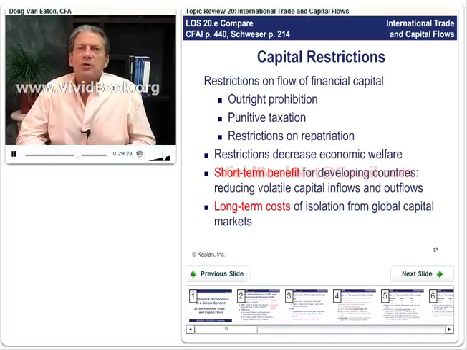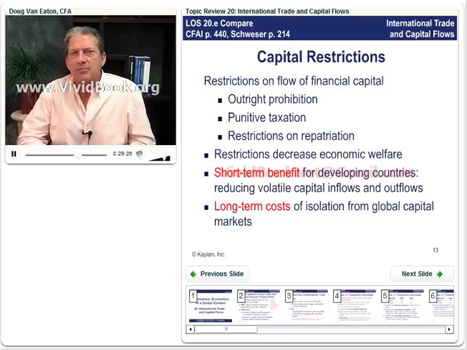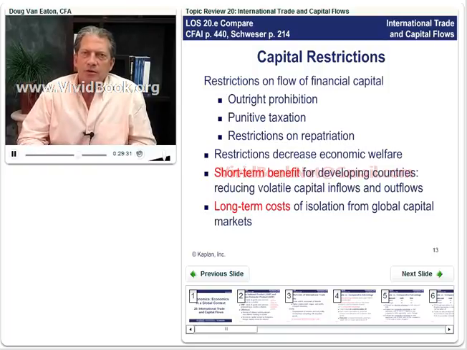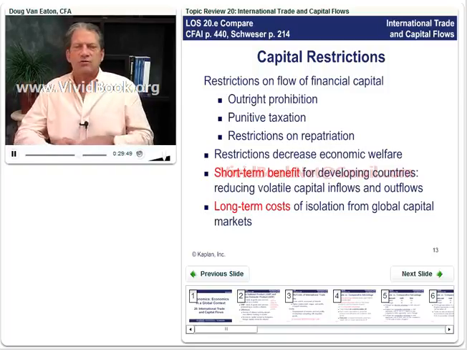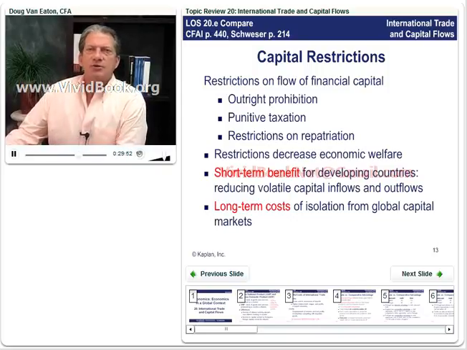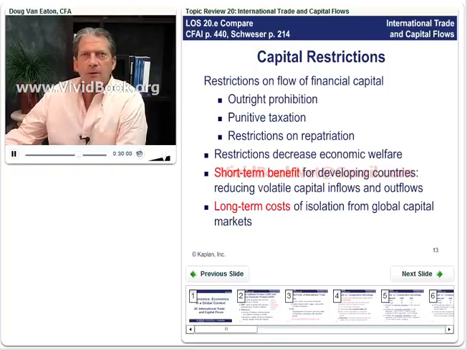So in the short term, there may be some benefits of putting some capital restrictions on capital flows into and out of the country. But in the long term, their isolation from global capital markets and not getting the benefits of foreign investment are going to be a long-term cost. So in the short run, it might make some sense. In the long run, it's certainly not good for the country's overall welfare to isolate themselves in terms of capital flows, foreign investment, and opportunities to invest in other countries as well.